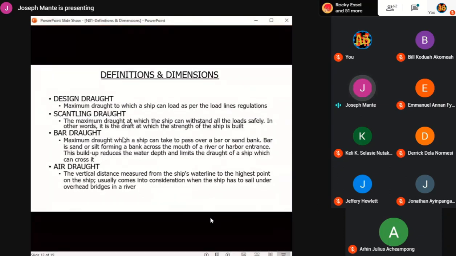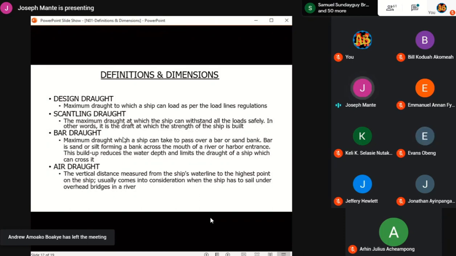So we are saying that becomes the scantling draft. Then go to the bar draft: the maximum draft a ship can take to pass over a bar or sandbank. For instance, when you are coming to Tema port, they have heaped some sand at the seabed, and your vessel needs to come in. It means that you still have to have a certain draft that will permit you to enter.